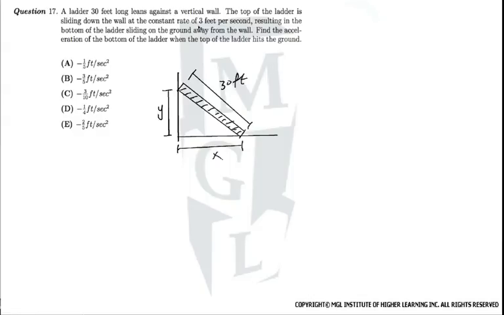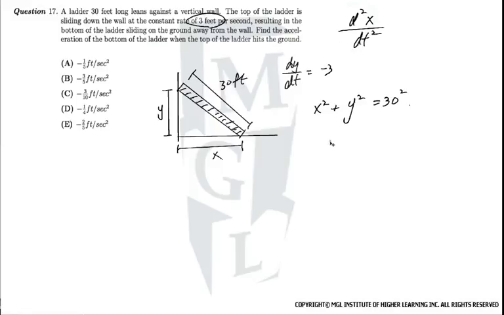So the ladder is sliding down 3 feet per second. So we can say dy over dt must be minus 3. Now this is a triangle setup. No matter where the ladder is, we know that x squared plus y squared will equal 30 squared by Pythagorean theorem. Now our ultimate goal is to find the second derivative of x in terms of time, which we write like this.